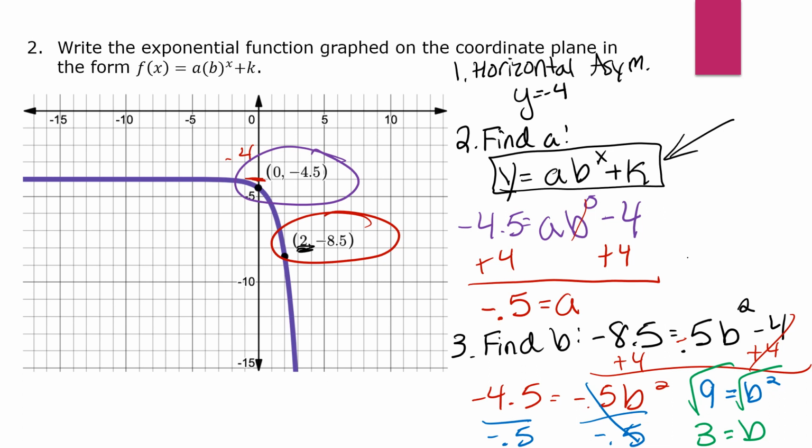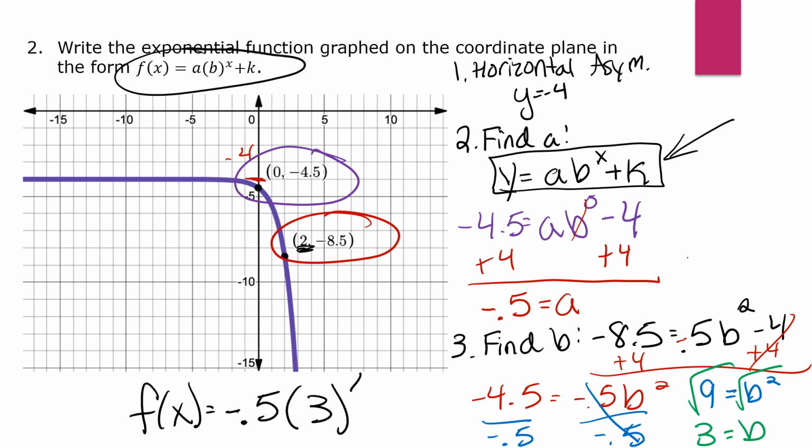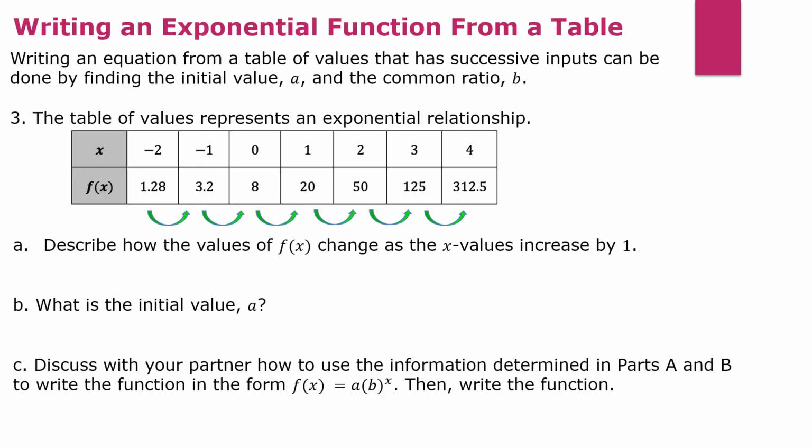Okay, so they want us to write the equation in this form, ab to the x plus k. So we have our b and our a now and our k. So our final answer would be f of x equals, a is negative 0.5, b we said is 3, raise it to the x, minus 4. That's your answer. All right, so that's writing from a graph.